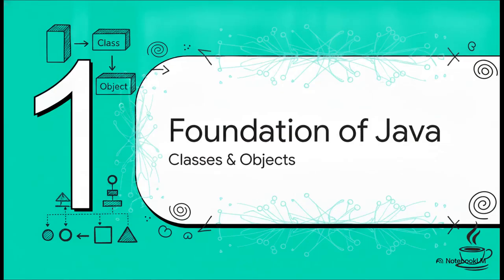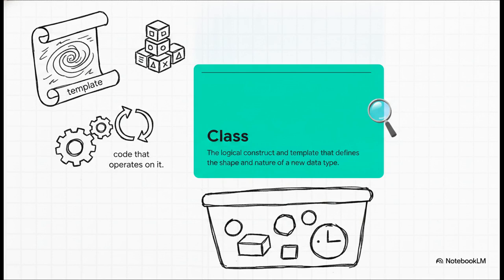Starting off with Section 1, the foundation of Java. At the very heart of it all, we have the class. You can think of a class as the ultimate template. It encapsulates both your data, so your instance variables, and the actual code that operates on that data. Literally, any concept you want to implement in Java has to live inside one of these classes. It is the core logical framework that the entire language is built upon.